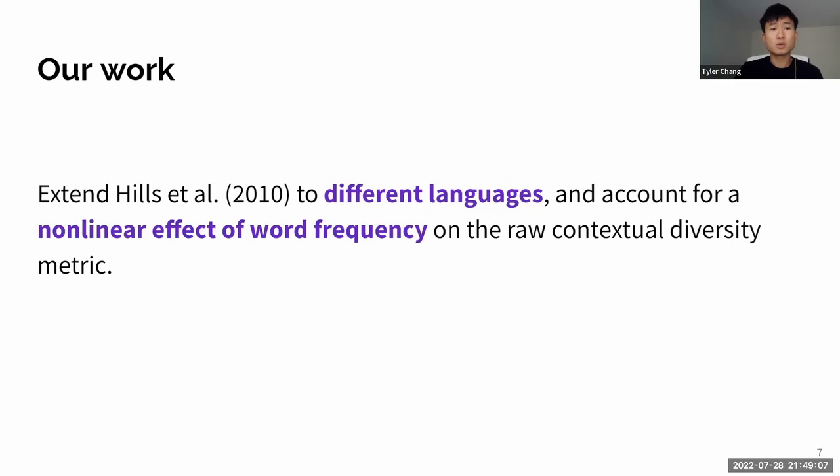In our work, we tried to reconcile these two conflicting results by extending the Hills result, the corpus-based contextual diversity metric, to different languages, and we accounted for a nonlinear effect of word frequency on the raw contextual diversity metric. The languages we considered were English, German, Mandarin, Spanish, and French.